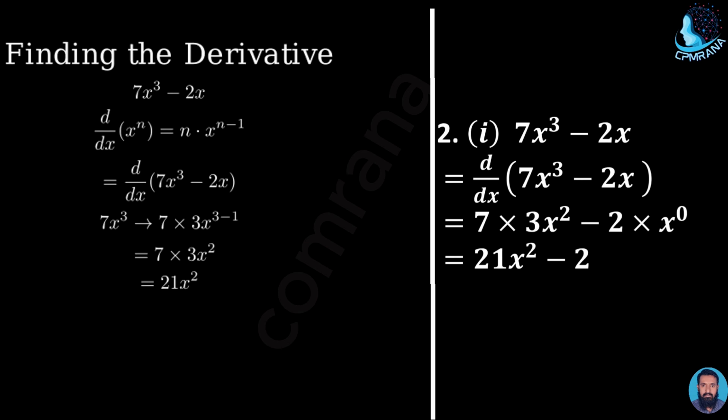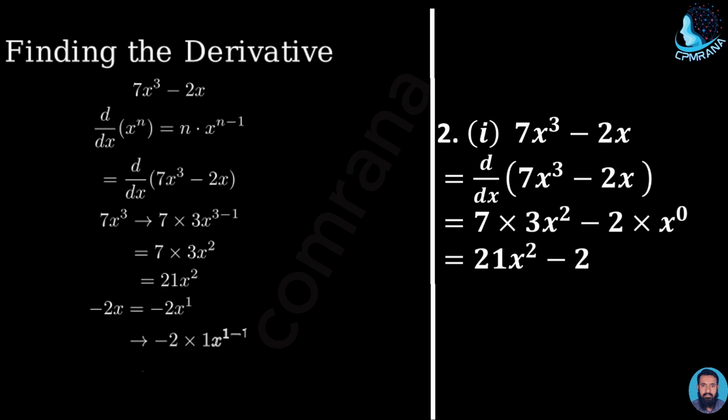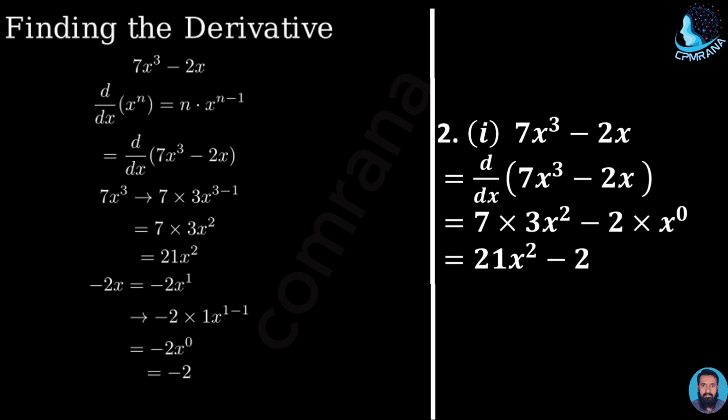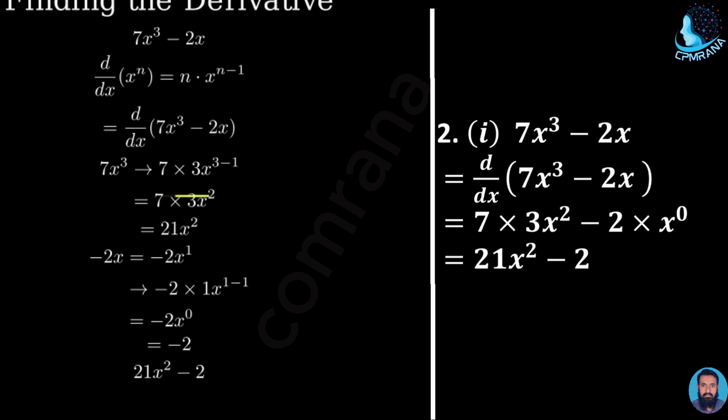For the second term, negative 2x, remember that x is the same as x to the first power, so we multiply by 1 and reduce the power by 1. This gives us negative 2 times x to the 0 power. And remember, anything to the 0 power equals 1. So this simplifies to just negative 2. Now we can combine our terms. 21x squared minus 2 is our final answer.